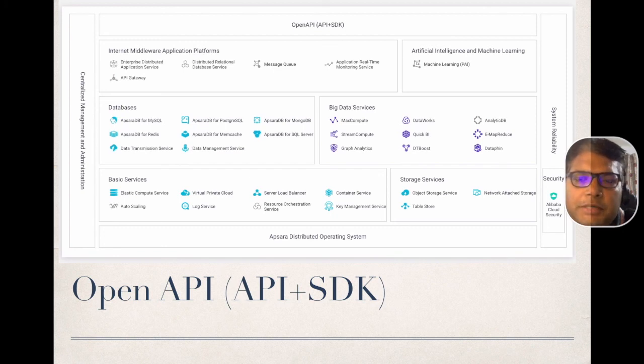Apsara DB for PostgreSQL. This is a Postgres implementation as a platform as a service, and you can understand it as similar to the RDS kind of setup you see in AWS. Similarly, MongoDB is available in terms of RDS only. Apsara DB for MongoDB is there.